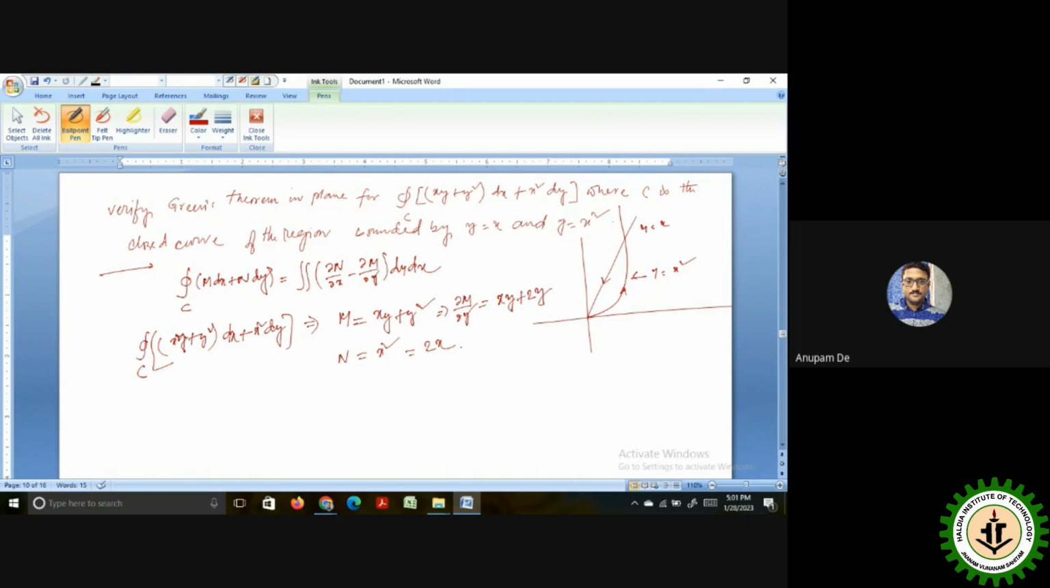Okay. This is del N by del x. Now whenever we try to find the double integral, there will be only x there, which one? Del M by del y. Oh sorry, in del M by del y there will be only x. Thank you. Only x. Fine. Okay.